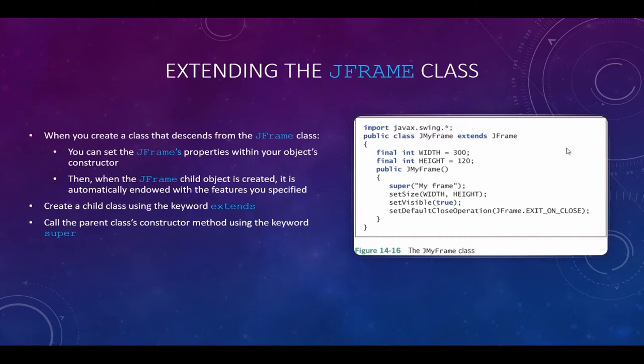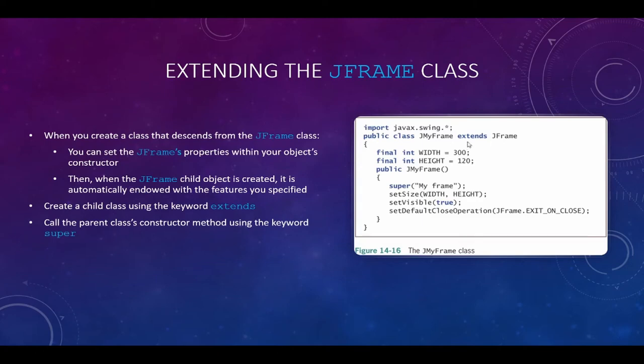You can set the JFrame's properties within that object constructor, so you don't have to use things like set width and set size. If you want to always have a frame that's 300 by 120 in your program, you can create a whole new class extending the JFrame and set the size within the constructor. When that JFrame child object is created, it's automatically given everything within the JFrame plus everything you specify.